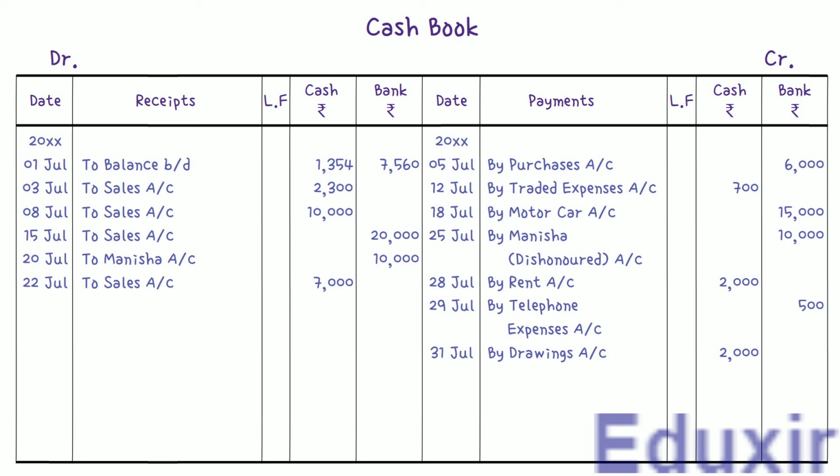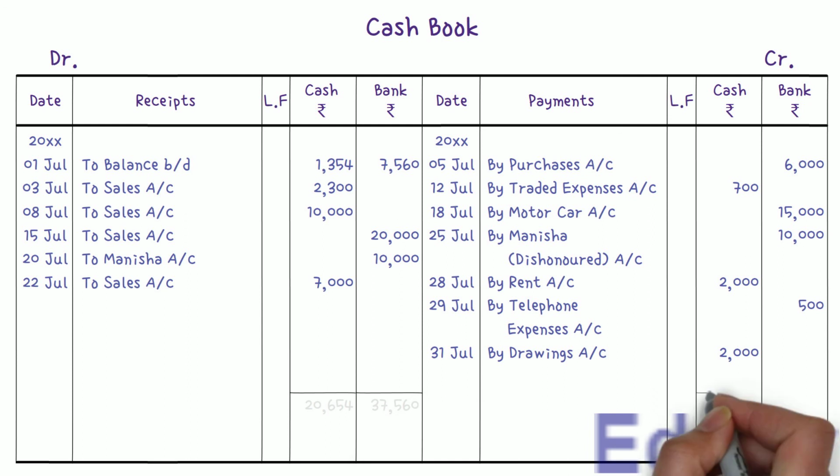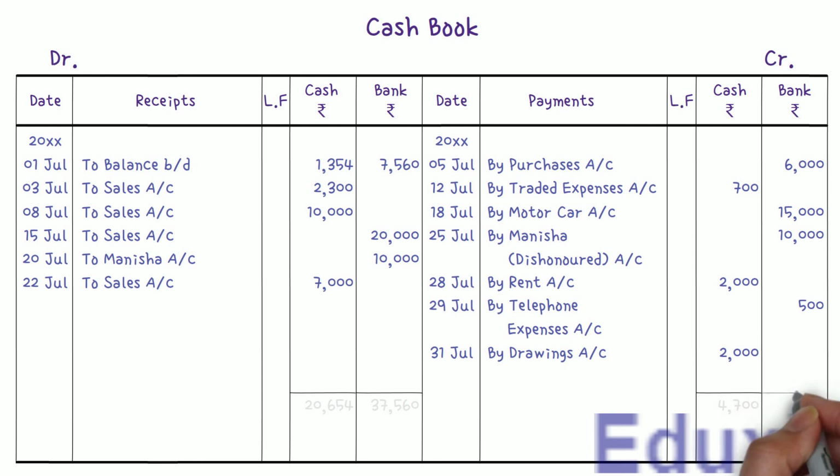In fact, we have completed the posting of all the transactions into the cash book. Let us first total the receipts and payments to find the balances. The total of all the receipts on the debit side in the cash column is 20,654 rupees. Similarly, the total of all the receipts on the debit side in the bank column is 37,560 rupees. Now, the total of all the payments on the credit side in the cash column is 4,700 rupees. Similarly, the total of all the payments on the credit side in the bank column is 31,500 rupees.